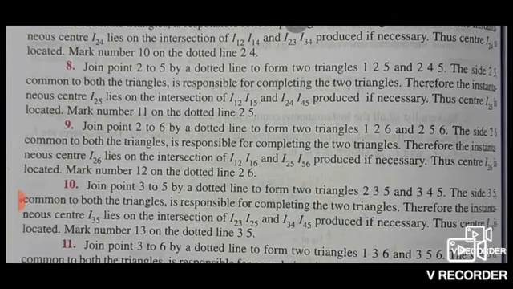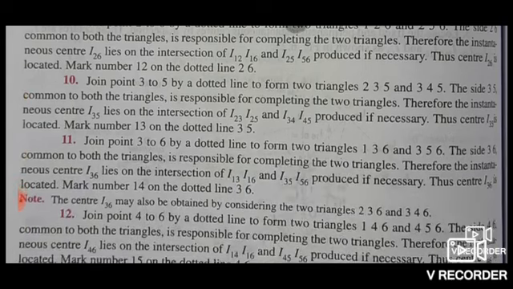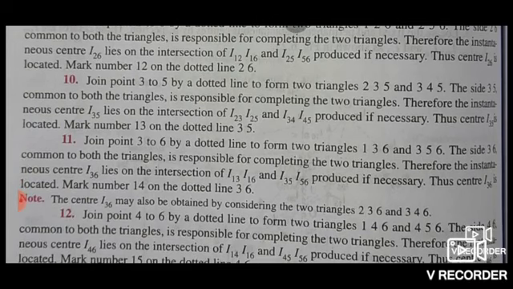Join point 2 to 6 by a dotted line to form two triangles, 1, 2, 6 and 2, 5, 6. The side 2, 6 is common to both the triangles and is responsible for completing them. Therefore, the instantaneous center I26 lies on the intersection of I12, I16 and I25, I56, produced if necessary. The center I26 is located. Mark number 12 on dotted line 2, 6.